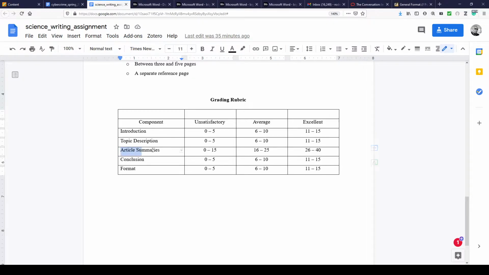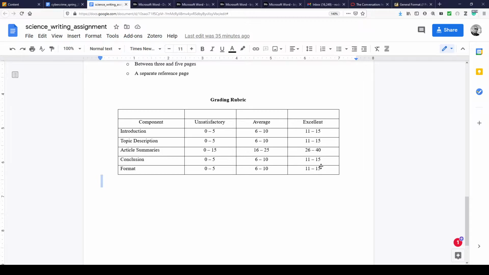In particular, the article summaries. This is the meat of your paper, and so that counts up to 40 points. Everything else counts 15 points each. Introduction, the topic, the conclusion, and even the formatting. I care that much about formatting that I'm gonna ask that it be at about 15 points. I'm starting to see that when students care about the format, that means that they care about the assignment, right? They want their product to look a certain way.